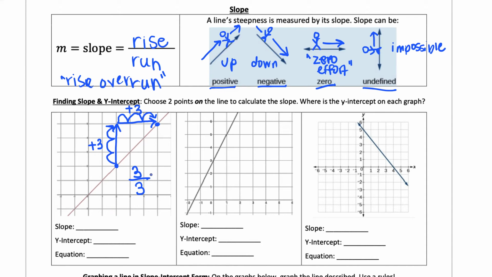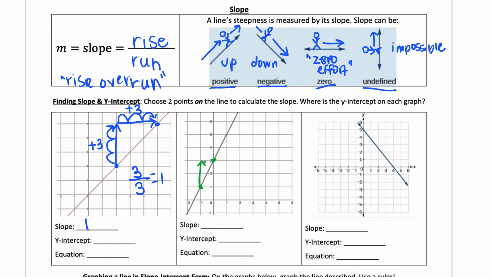And we can simplify that. 3/3 is equal to 1. So that means my slope in this graph would be 1. So let's find the slope in the second equation. Start by picking 2 points. It can be any 2 points, so I'm going to choose these 2.